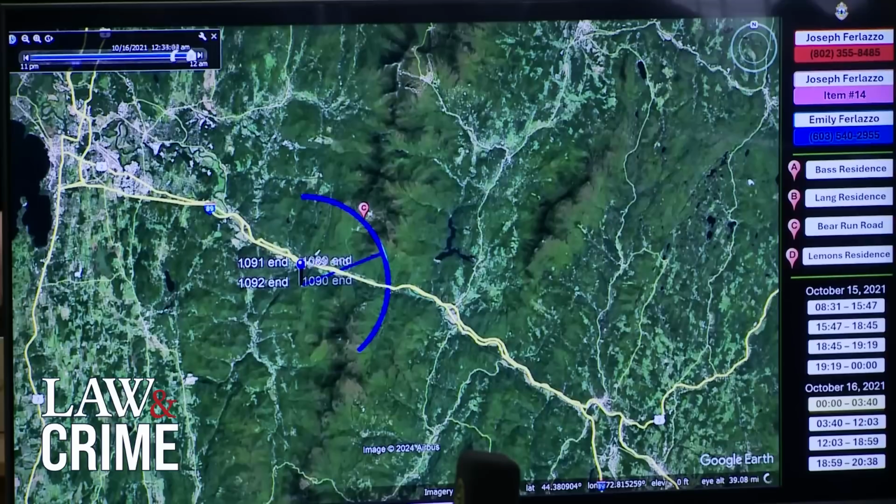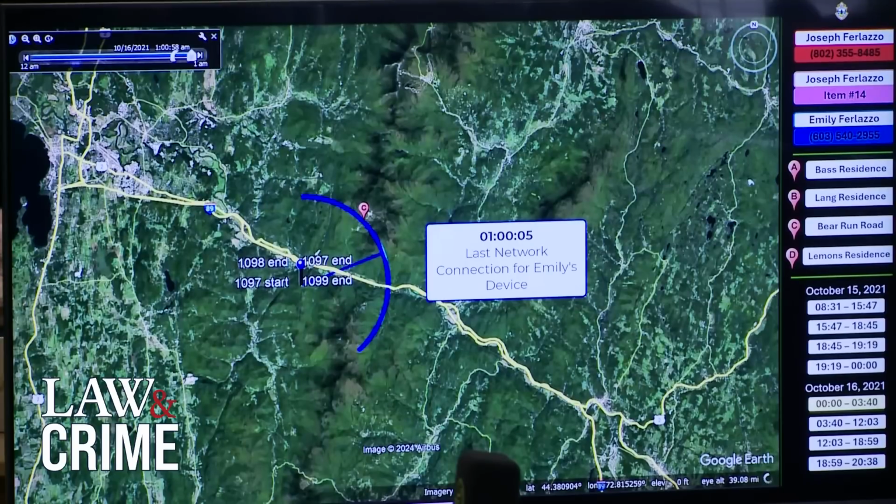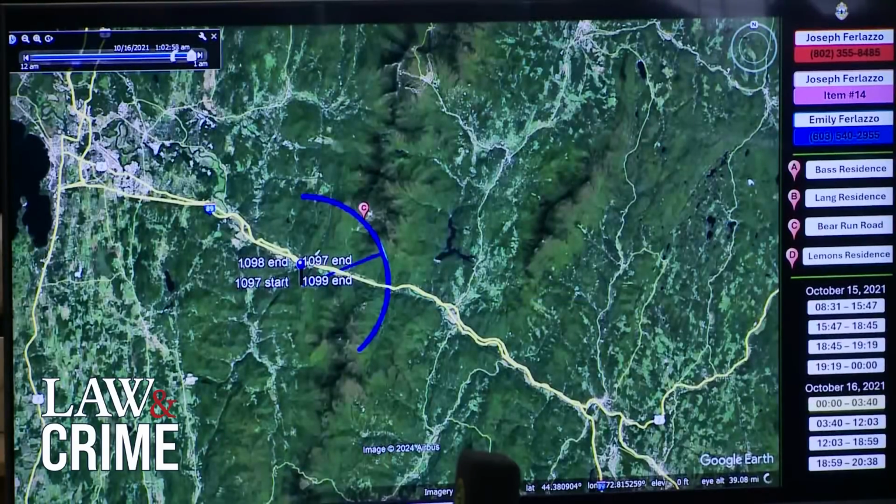Emily's device continued to utilize the T-Mobile network. Again, I'm looking at those same arcs. They're static. They're not moving around. They're not changing cell sites. And then at 1 o'clock in the morning is the last time that Emily's device connected with the T-Mobile network. So for a bit of time, I did not have any cell site usage for either device.